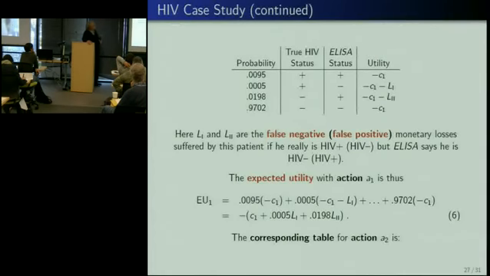And similarly, in the third row down, if ELISA says plus and the true status is minus, you make a different kind of mistake. And so that suffers a loss of L sub Roman numeral 2, which would be a utility of minus L sub Roman numeral 2. So L1 is the false negative monetary loss suffered by this patient if he really is HIV positive, but ELISA says he's negative, and L2 is the false positive monetary loss that goes along with this.